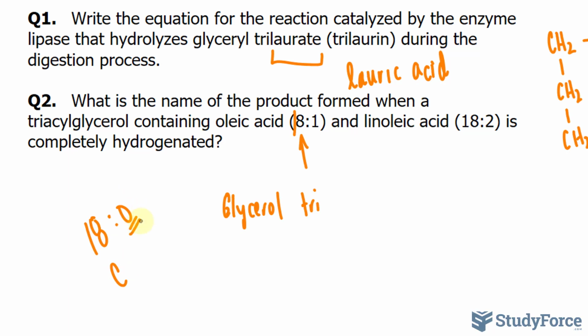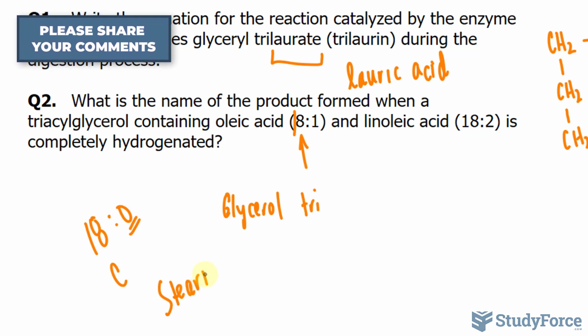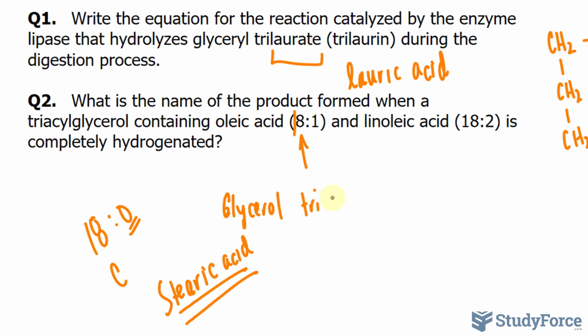The fatty acid with this configuration is stearic acid. And since we don't write stearic acid, we write down the ion name, so it's stearate. The name should be glycerol tristearate. And in case you're curious, the common name is tristearin.